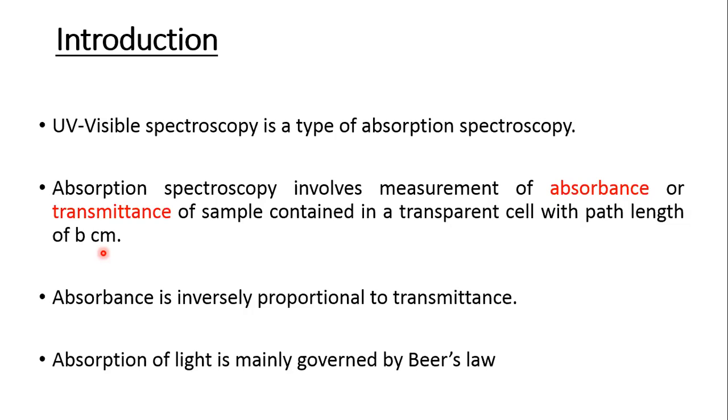The absorbed light is generally quantified by the term absorbance, and absorbance is inversely related to the transmittance. So it is obvious that when absorption is high, the transmittance will be low, because the light reaching the detector will be less. The absorption of light is mainly governed by Beer's law.